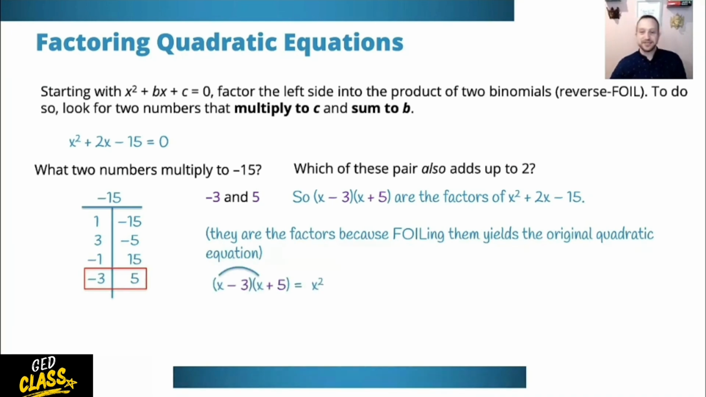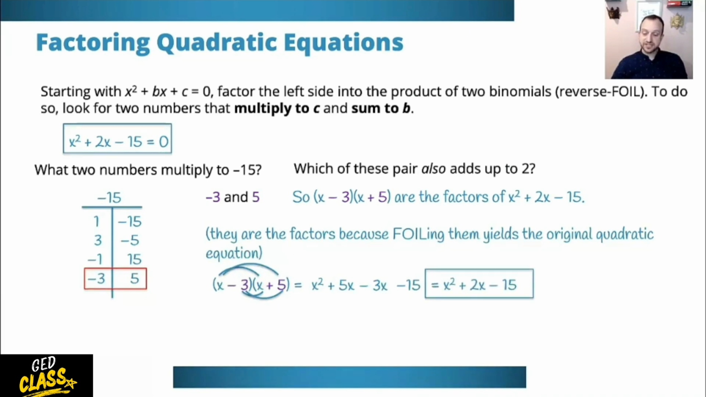Let's double check. X times x is x squared. Yes. X times 5 is 5x. Negative 3 times x is negative 3x. And negative 3 times 5 is negative 15. Adding those and combining like terms does give us x squared plus 2x minus 15. Whew, good thing we double checked.